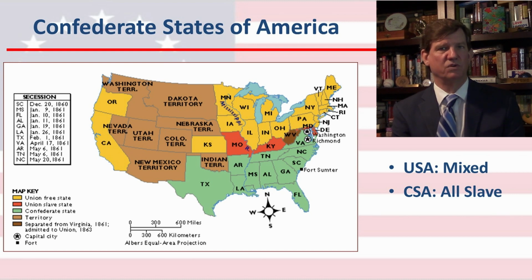But there's even something more striking, that the United States of America was a country made up of mixed states when it came to slavery. In the United States of America, under President Lincoln, during the Civil War, the United States of America stayed a country that allowed for free states and slave states. Under the Confederate States of America, each and every state was a slave state. Slavery drove them to leave the United States of America.